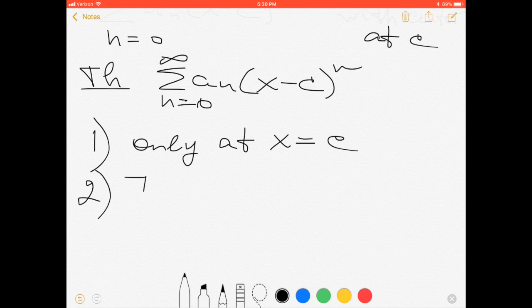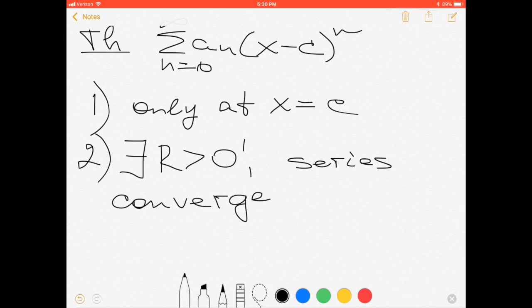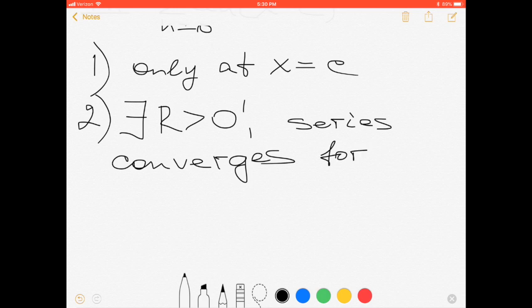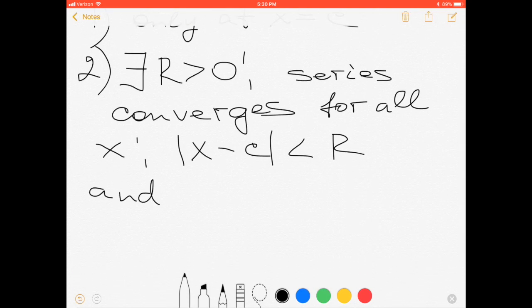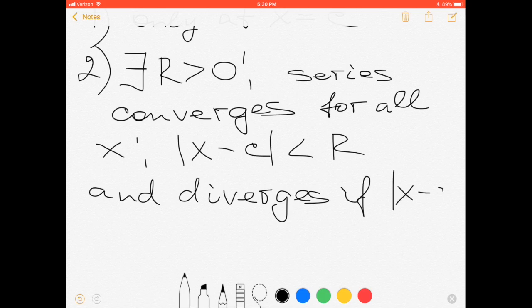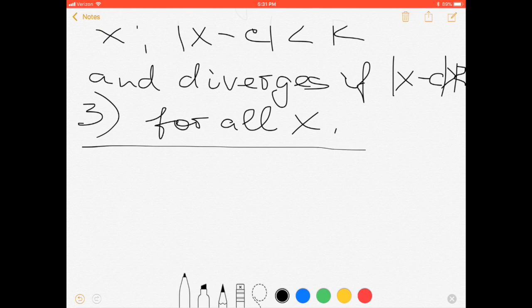Second one, there exists a real number R, positive, such that the series converges for all x if absolute value of x minus c is less than R, and diverges if absolute value of x minus c is greater than R. And third one, the series converges for all x.